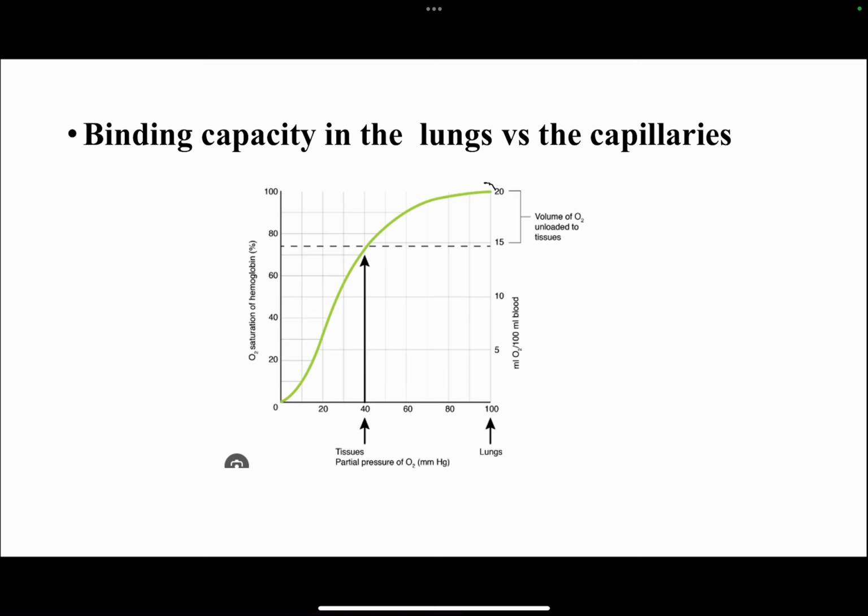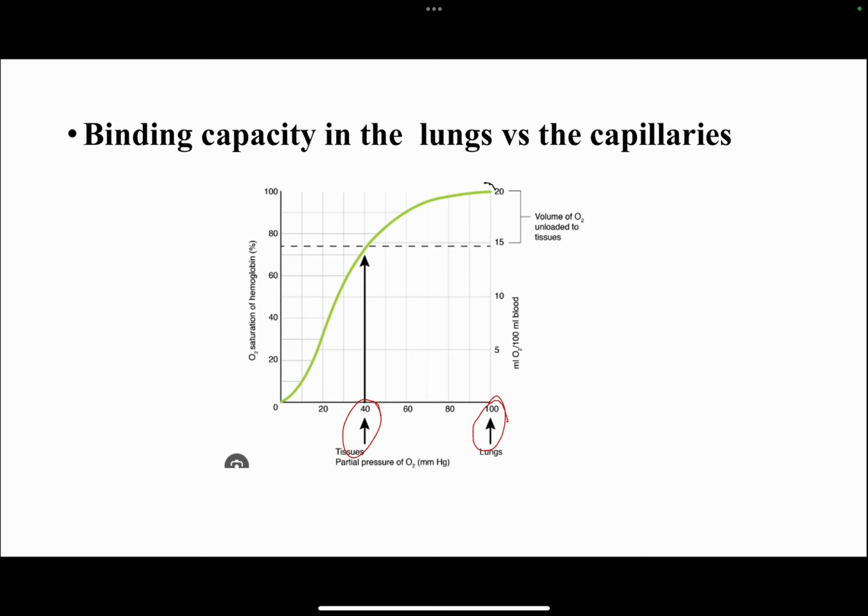Now I'm going to be talking about the binding capacity in the lungs versus the binding capacity in the capillaries. As you can see, the lungs have a high partial pressure of oxygen, which is at 100, and the tissues have a partial pressure of 40, which is obviously lower than that of the lungs. The high partial pressure of the lungs aids in the binding of oxygen to hemoglobin.